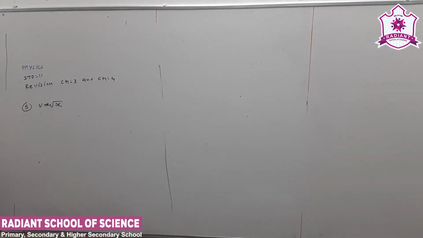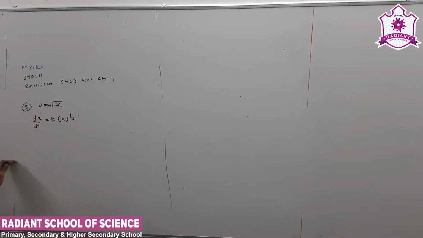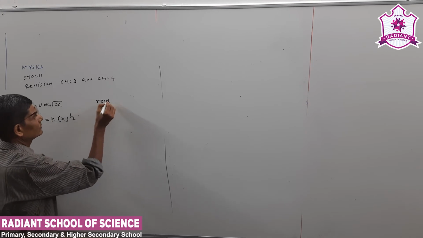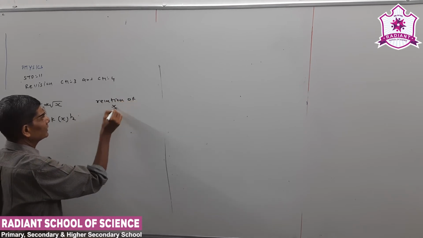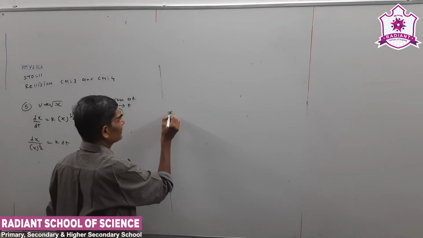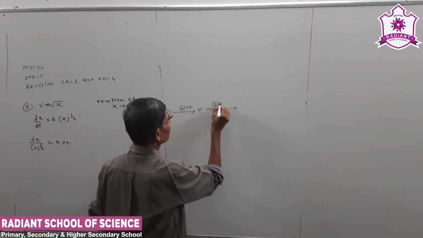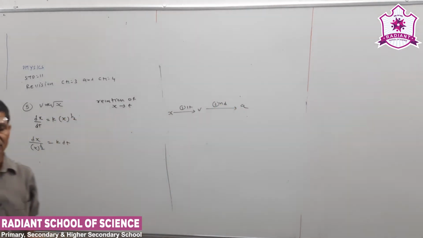Now see, the velocity is dx upon dt, equal to k x raised to 1 by 2. Here we have to obtain a relation of x. k is any constant, so we can write dx upon x raised to 1 by 2 is k dt. Now see, if x is given, the first derivative will give the velocity. If I take the second derivative with respect to time, that gives the acceleration.